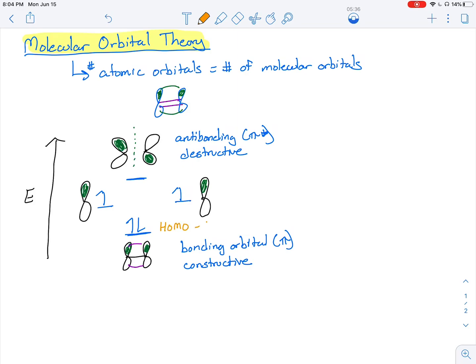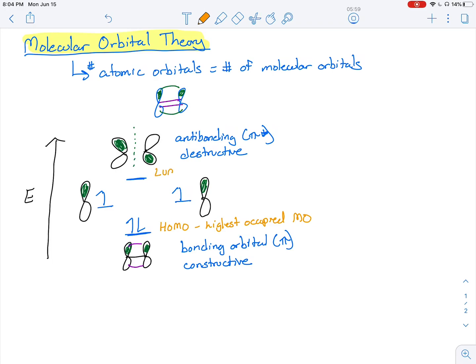This is what we refer to as the highest occupied molecular orbital. The highest occupied molecular orbital. By that, what I mean is that it is the molecular orbital that is highest in energy that is occupied. So that orbital is the one that is highest in energy that actually has electrons in it.